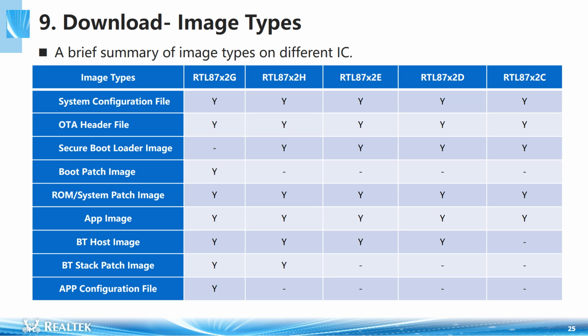7. App image. A BLE application developed by developers. 8. BT host image. Implements the upper BLE stack. 9. App configuration file. Records application configuration information, such as GAP configuration. Can be generated through MP tool configuration.